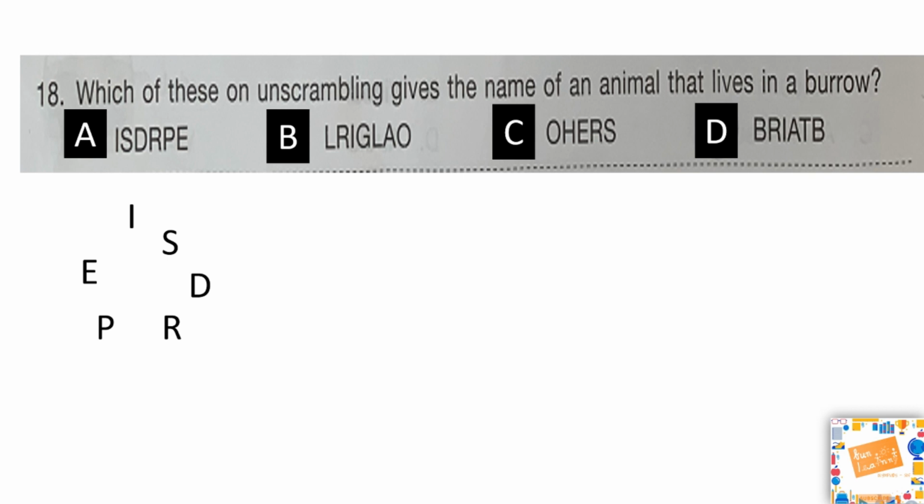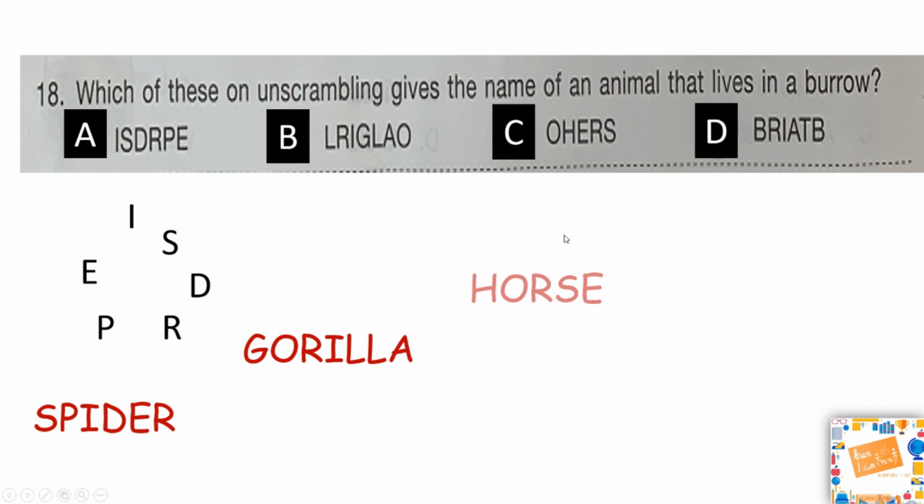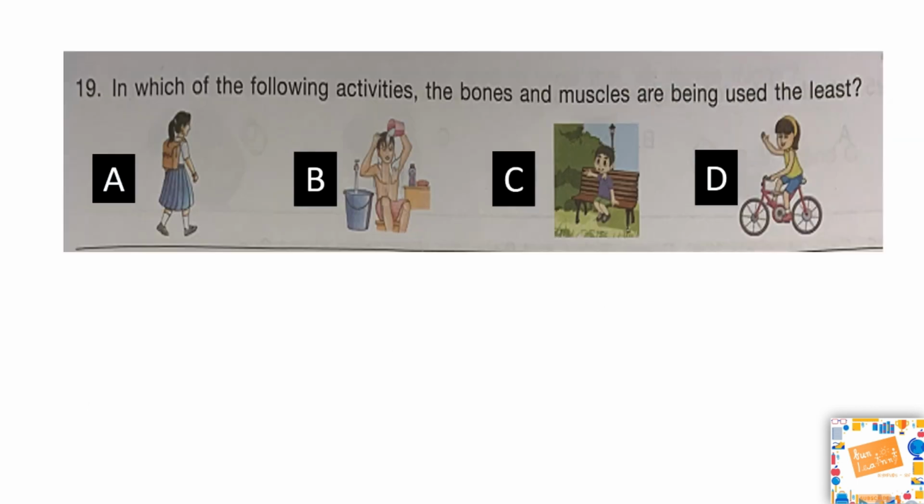Well, I hope you guys have done the unjumbling. Let's look at it together. So option A unscrambles to spider, B to gorilla, C to horse and D to rabbit. And of all four, it is the rabbit who stays in the burrow. So option D is our right answer.